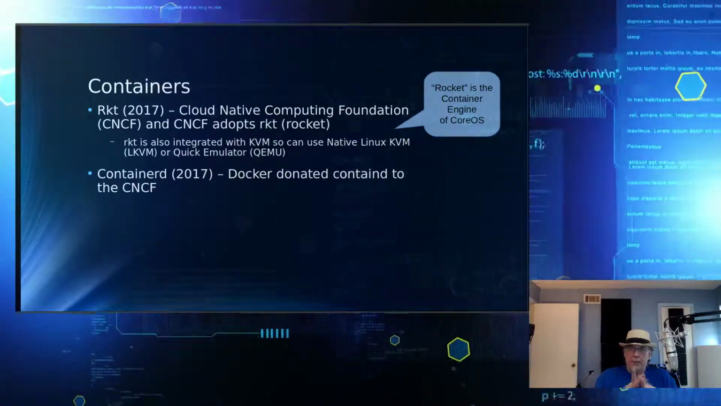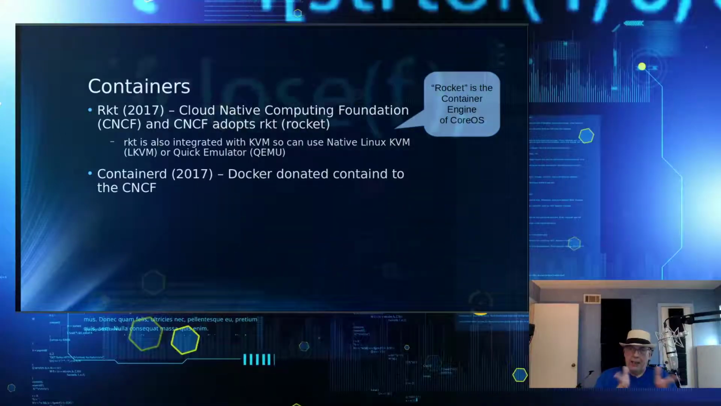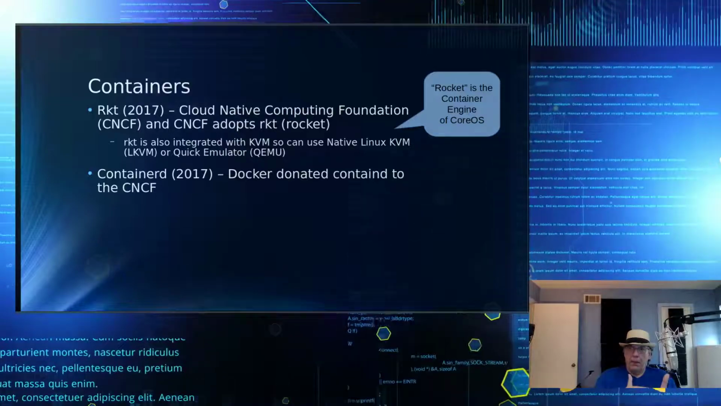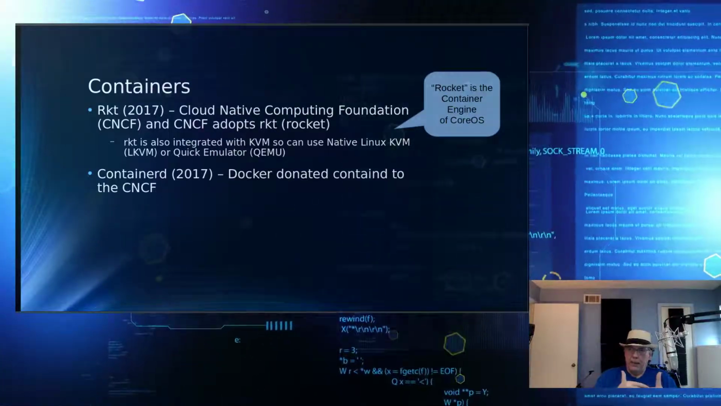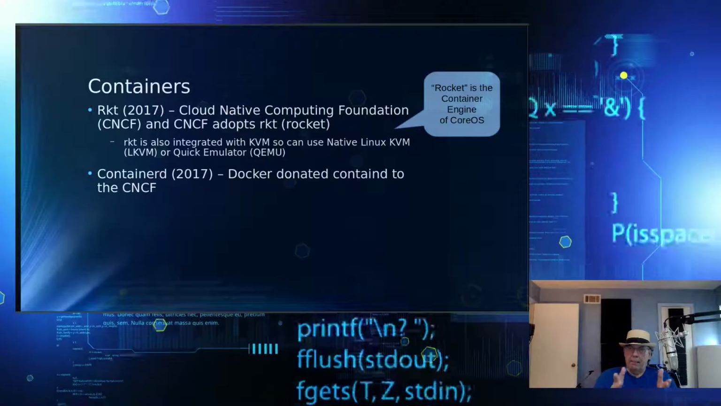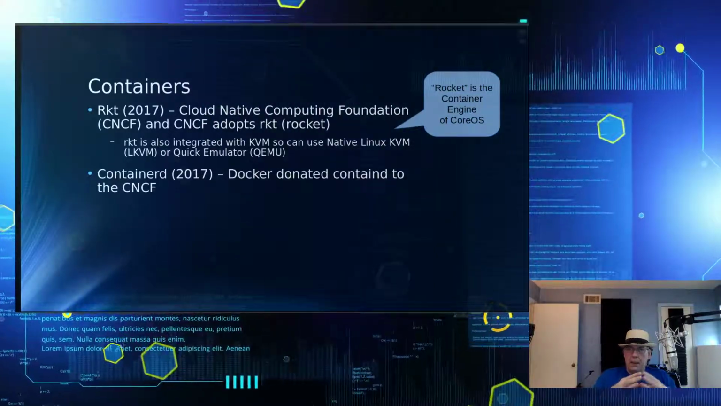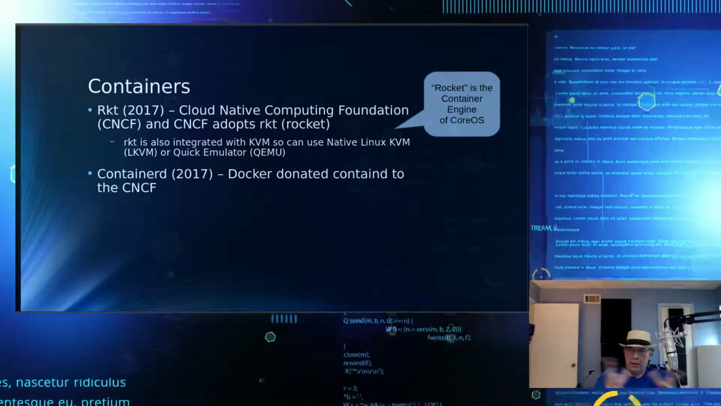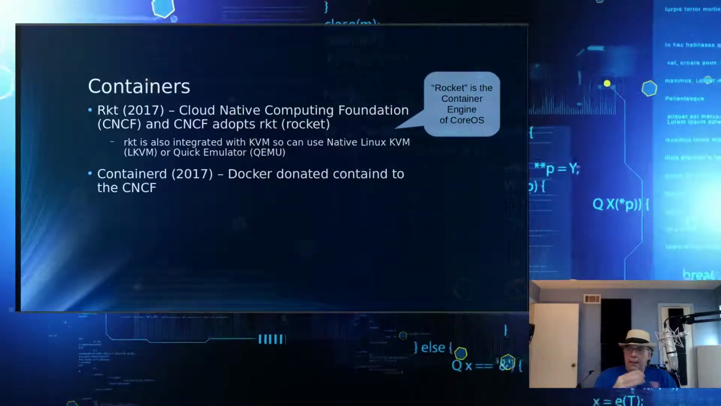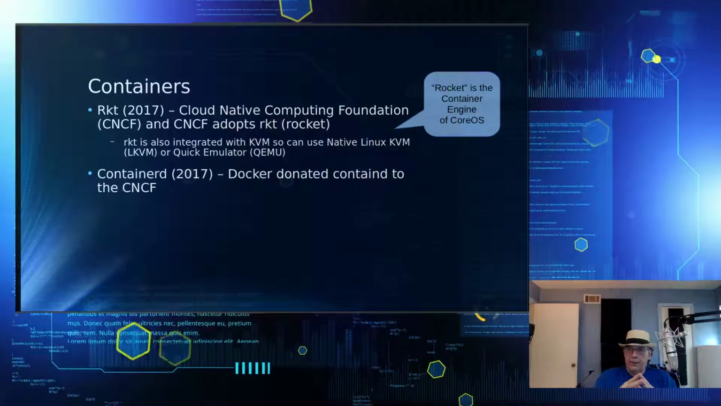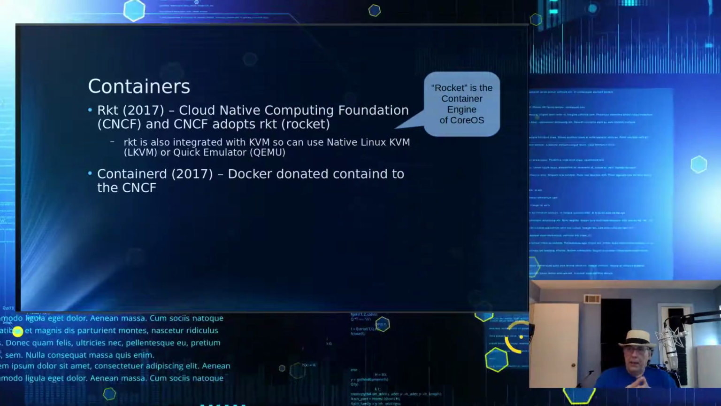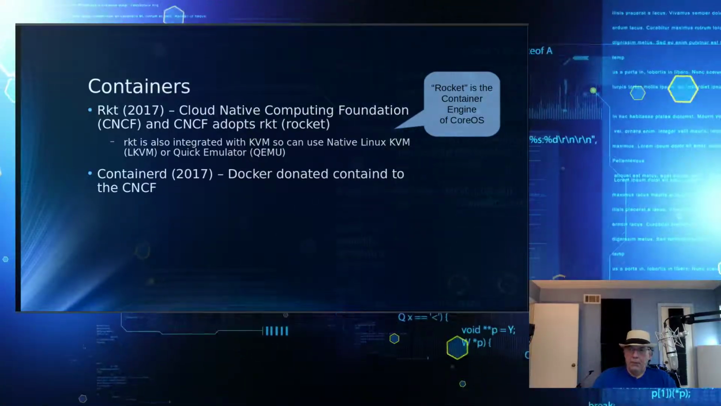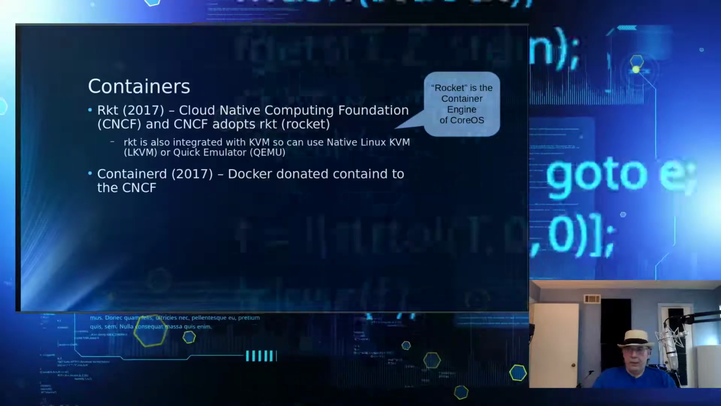Rocket is a relatively new one, or RKT. It's pronounced Rocket. That actually incorporates a VM as part of the container, so you get better isolation. And that is the basis of CoreOS going forward. That is the way containers will work. They're called pods. Docker has donated their containerd to the CNCF, which is the Cloud Native Computing Foundation. And so that has now been entered into the open source as the Moby project.